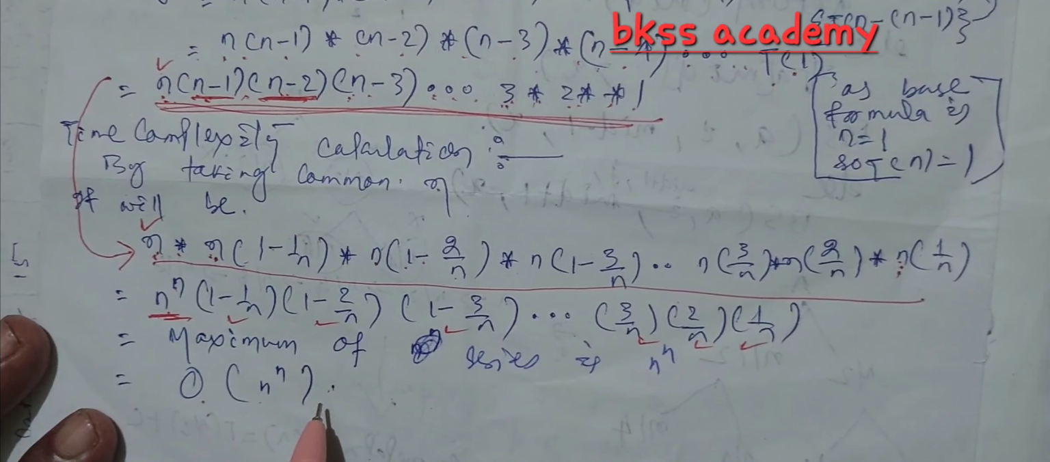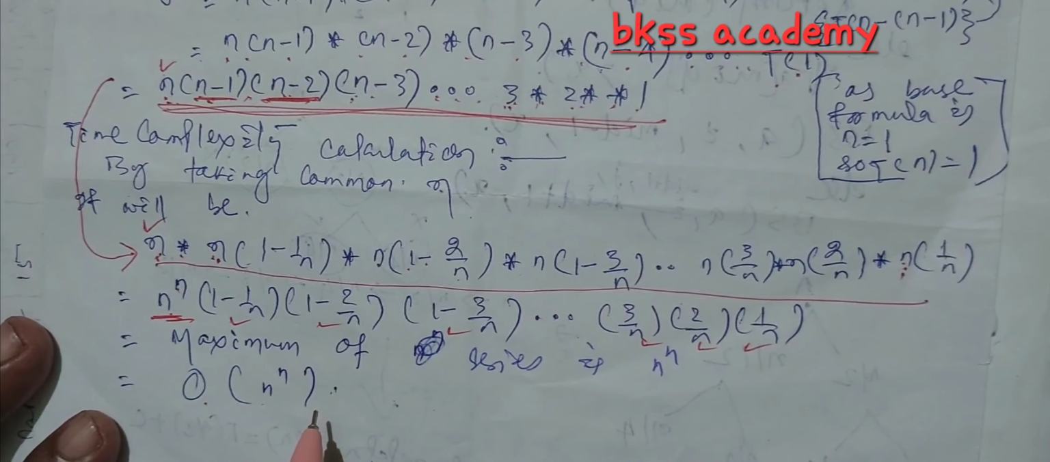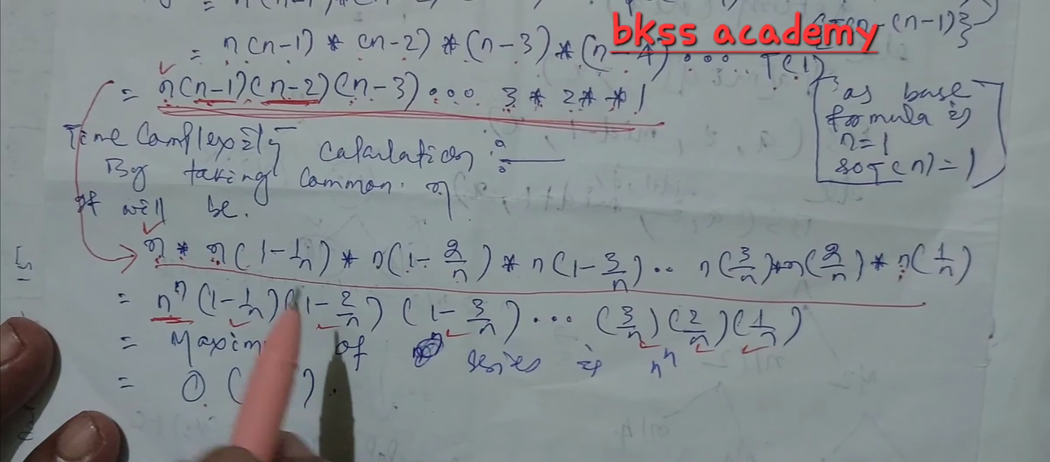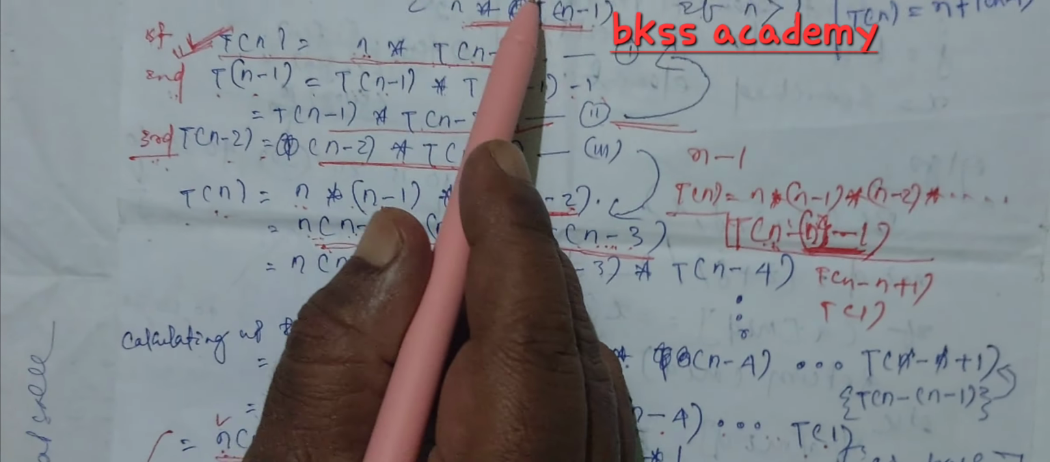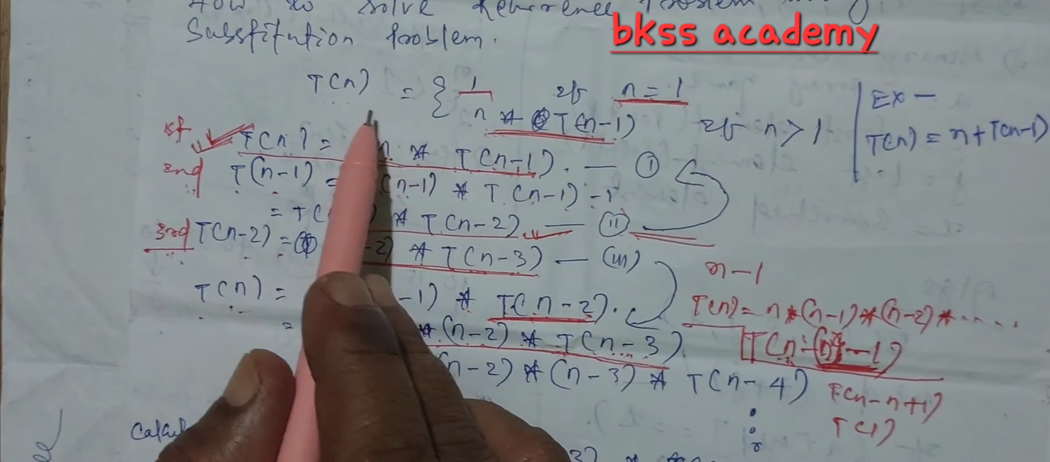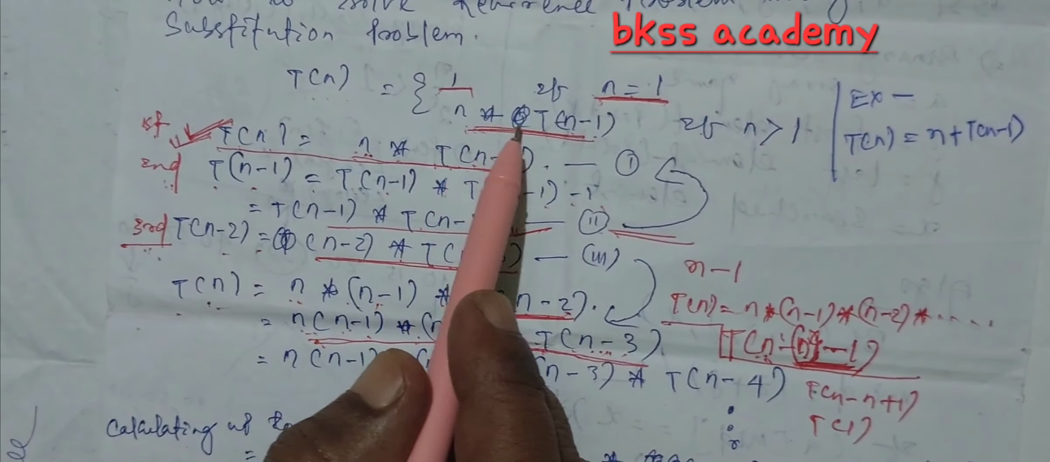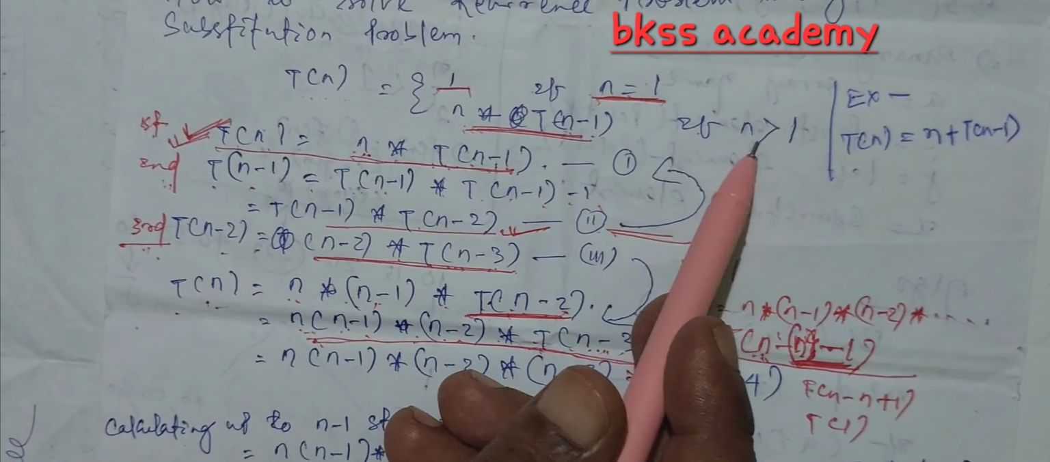This is the time complexity by the substitution method for this equation, where T(n) is equal to 1 when n is equal to 1, and T(n) is equal to n into T(n-1) if n is greater than 1.